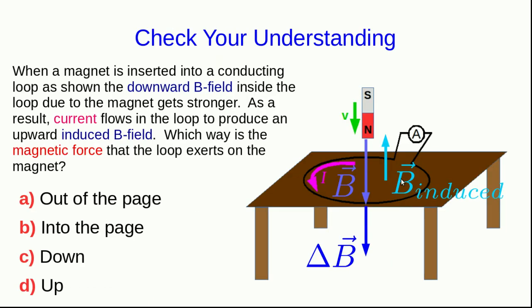We'll have plenty of time in class to practice using Lenz's law, and that's probably the better place to do it. In the meantime, here's something related that you probably can think about. So here's one of the situations we just talked about. This magnet is being inserted into a conducting loop, and it's producing a downward B field inside that loop, which is getting stronger because of the magnet getting closer to the loop. And so there's an upward induced B field. Well, as a result, what is the direction of the force that the loop will exert on the magnet?